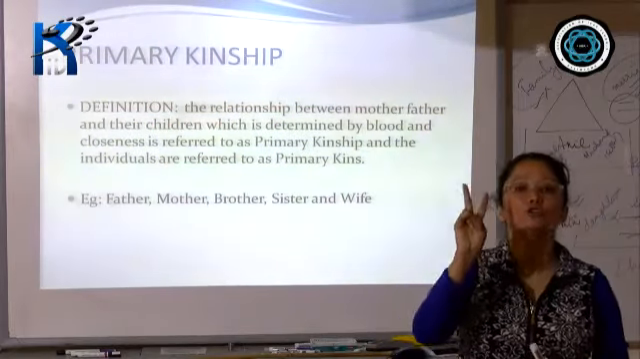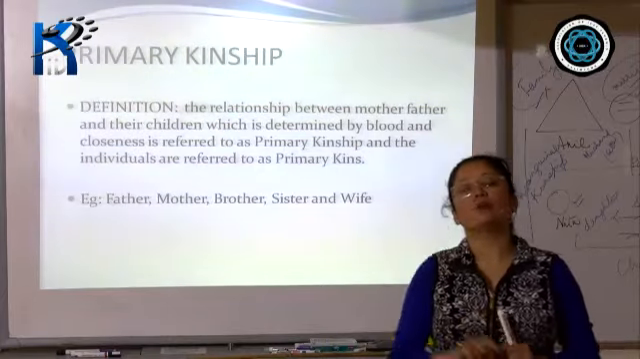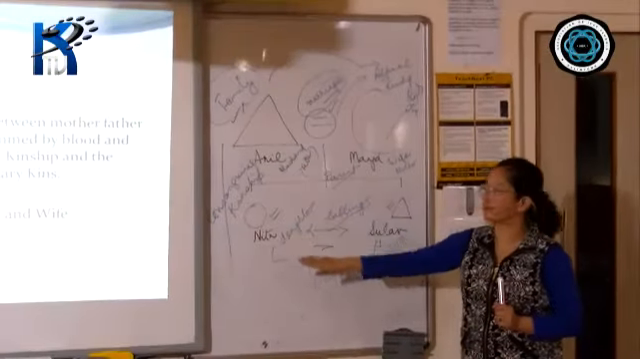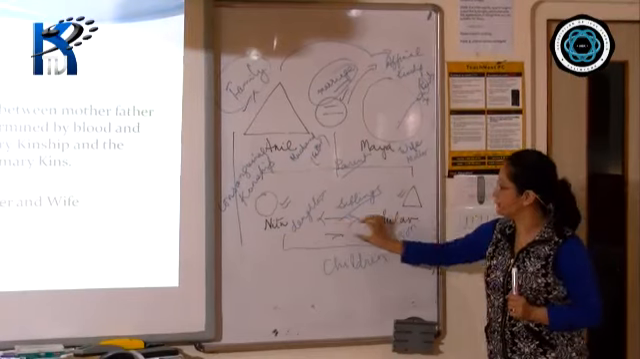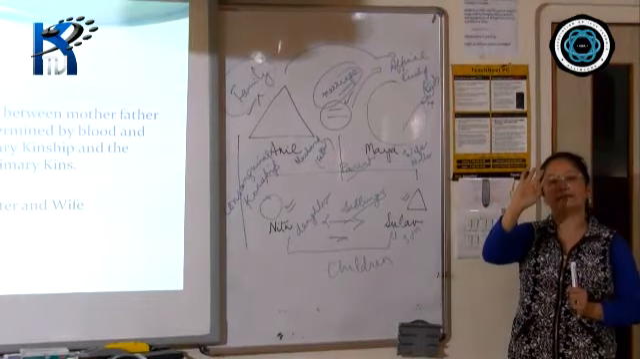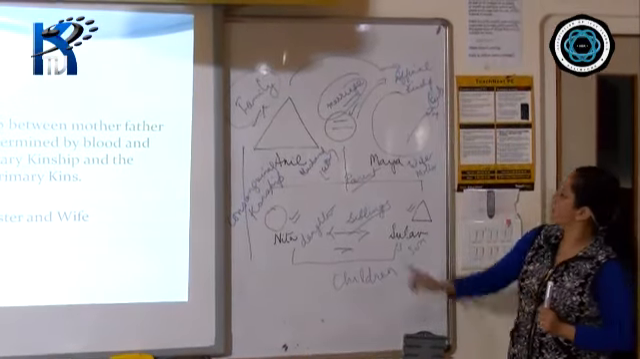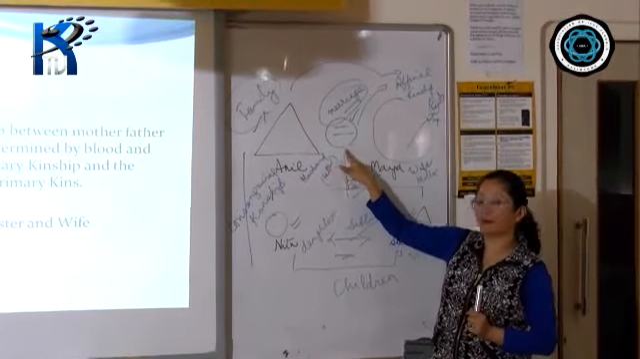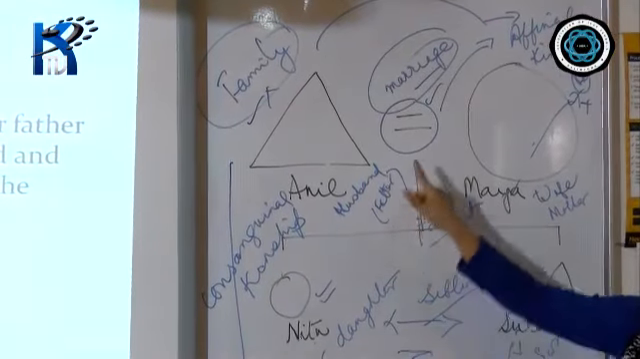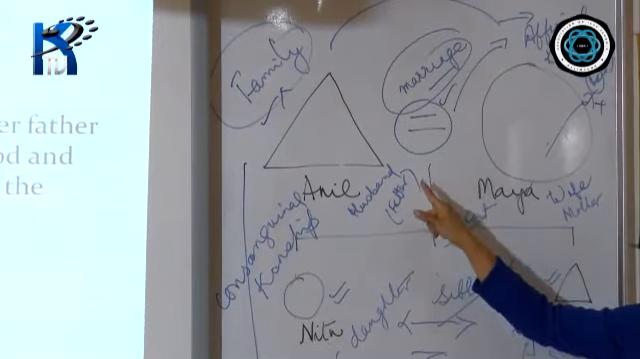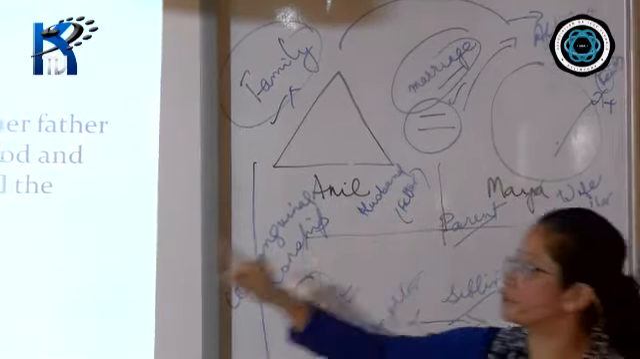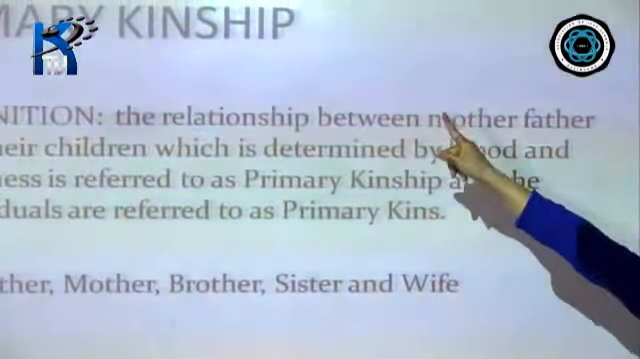So here we have two types of primary kins. One is primary consanguineal kins. Look at the diagram. Primary consanguineal kins: parents, children, siblings. Parents, you have siblings and the children, related by blood. But between these two who are related by marriage, we refer to this as the primary affinal kin. Primary because they are very close to each other, yet not related by blood but by marriage, so they become primary affinal kin. That is why your wife will also come under the primary kin.